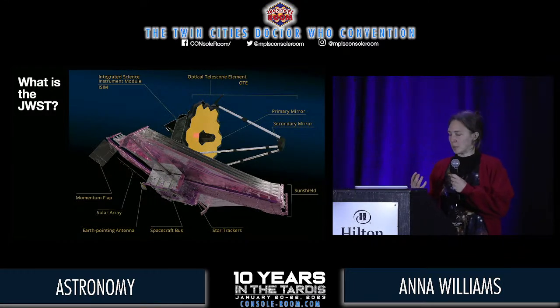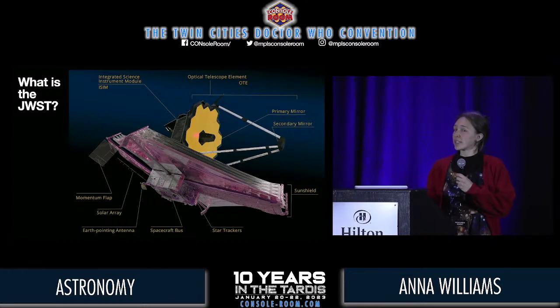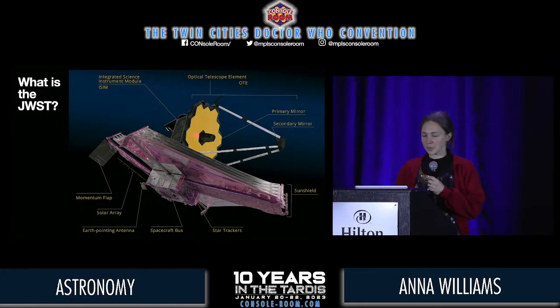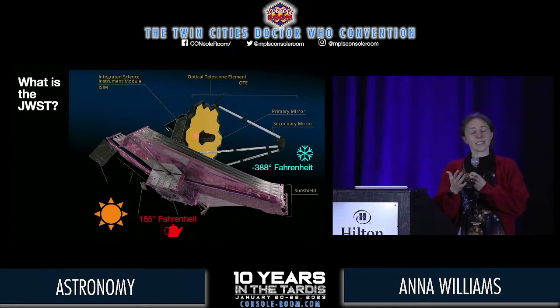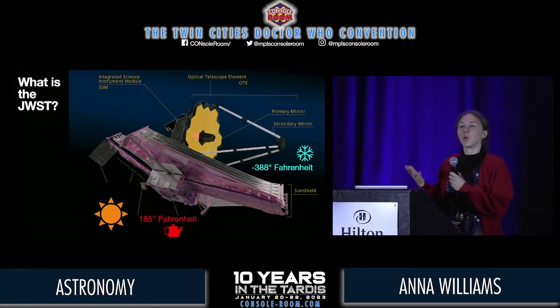And then one of the most fascinating pieces, I think, of this telescope is the sun shield. It is the size of a tennis court. So that starts to give a sense of how big this instrument is. And if you are on the sun-facing side of the telescope, it's going to be about 185 degrees Fahrenheit. You could almost boil some water on that side of the telescope.